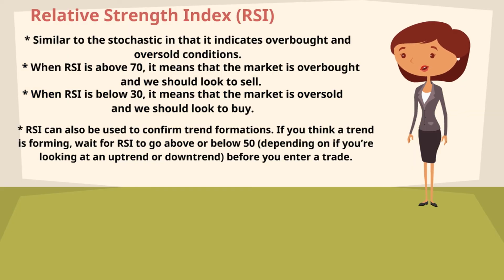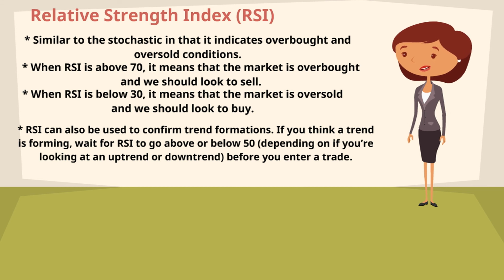Relative Strength Index, RSI. Similar to the stochastic in that it indicates overbought and oversold conditions. When RSI is above 70, it means that the market is overbought and we should look to sell. When RSI is below 30, it means that the market is oversold and we should look to buy. RSI can also be used to confirm trend formations. If you think a trend is forming, wait for RSI to go above or below 50, depending on if you're looking at an uptrend or downtrend, before you enter a trade.